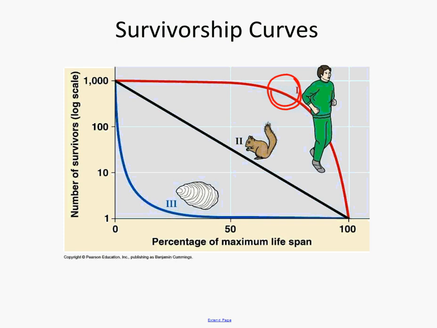A type 3 species is the exact opposite of that. This is a species that has a lot of young with almost no parental investment, almost no social kinds of behaviors. And so the idea is have lots of young and maybe a few will survive into adulthood. And so very few reach that maximum lifespan. And the type 2 species, as you can notice, has a straight line. These are usually prey species. These are species that no matter what age they are, they have an equal chance of dying at any moment. And this has to do with just the fact that they're food for some other animal.